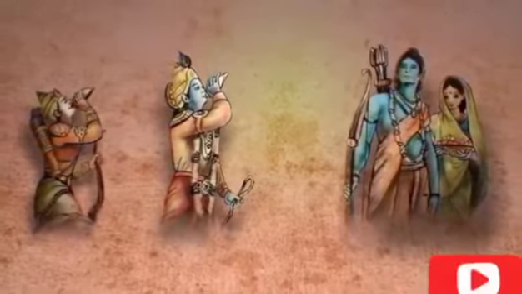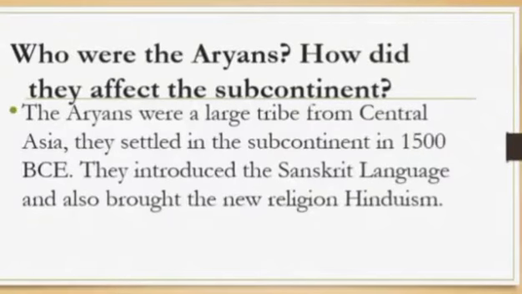Dear students, now it's time to discuss our question answers, and your question is, who were the Aryans? How did they affect the subcontinent? And the answer would be: the Aryans were a large tribe from Central Asia, as we have discussed in the video. They settled in the subcontinent in 1500 BCE. They introduced the Sanskrit language and also brought the new religion, Hinduism.